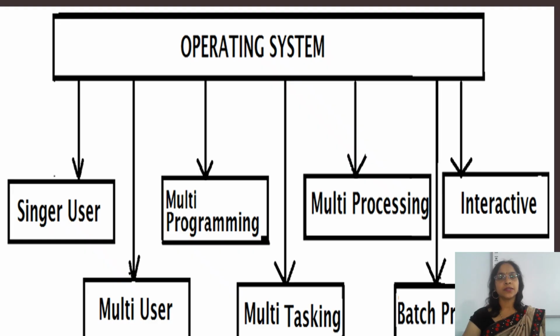Different types of operating systems serve different needs. Some handle one task at a time while others manage multiple users or real-time processes. It depends on need. We classify the operating system based on the needs. In the first type we will discuss single user. Second is the multi users. Third is multi-programming, multitasking, multiprocessing, batch processing, interactive operating system. These are all the various types. So we will discuss one by one in detail in each slide.